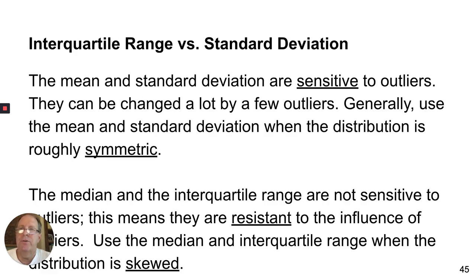Interquartile range and standard deviation. The mean and the standard deviation are sensitive to outliers. They can be changed a lot by a few outliers. Generally, use the mean and standard deviation when describing a distribution that is roughly symmetric. The median and the interquartile range are not sensitive to outliers. This means they are resistant to the influence of outliers. Use the median and the interquartile range when the distribution is skewed.